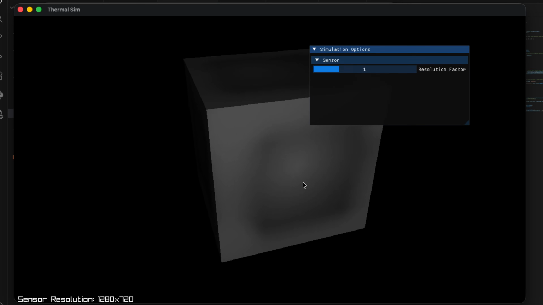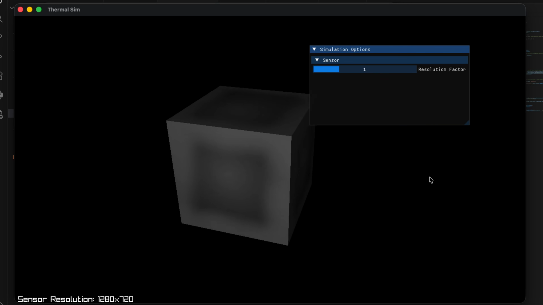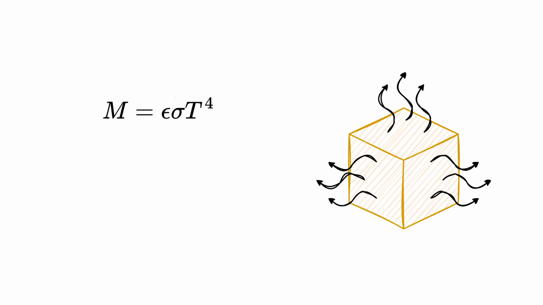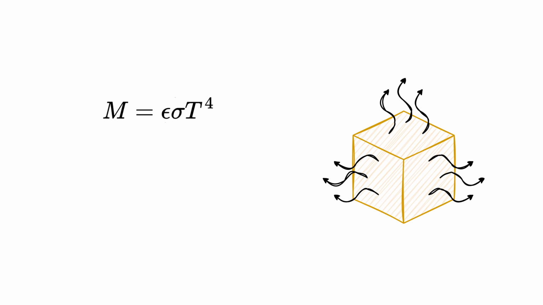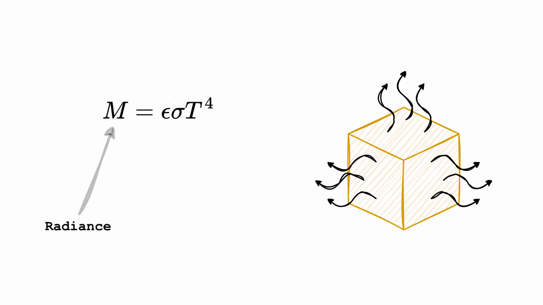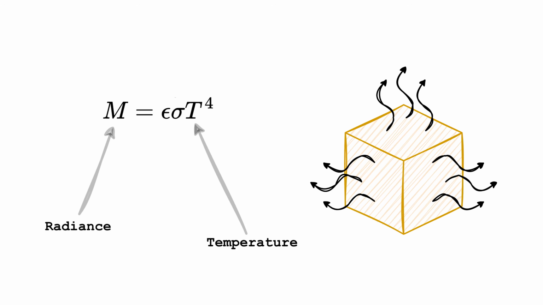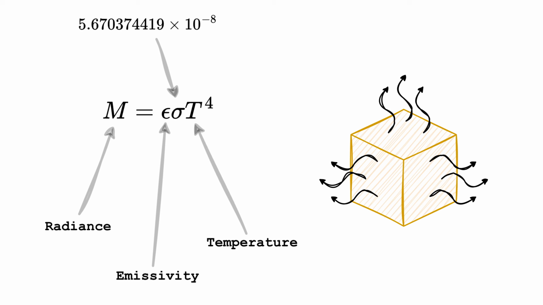With all that out of the way, I can finally get into implementing the math that will back the simulation. At the core, I'll use the Stefan-Boltzmann equation. This formula simply states that the radiation emitted from the surface of a body is proportional to the fourth power of its temperature times its emissivity and a constant value.